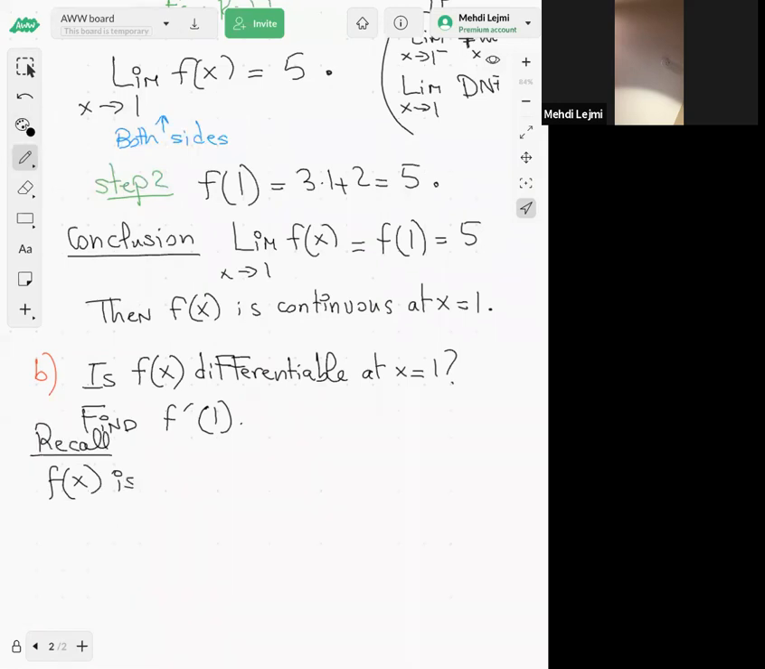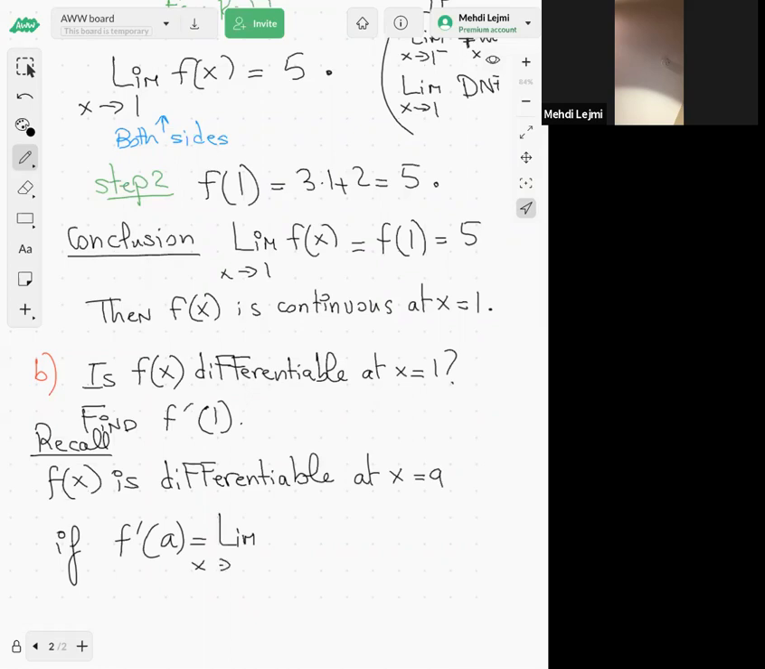So f of x is differentiable at x equal to a if the number f prime of a, which is the limit, sorry, not x, but I'm going to use h going to 0, of course, of f of a plus h minus f of a over h, if this limit exists. So the function is differentiable if this limit, if this slope exists.